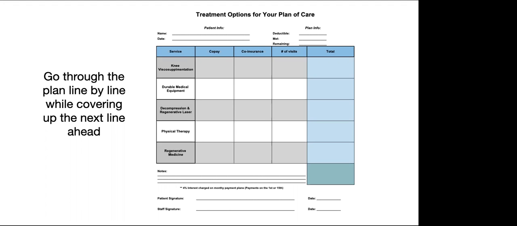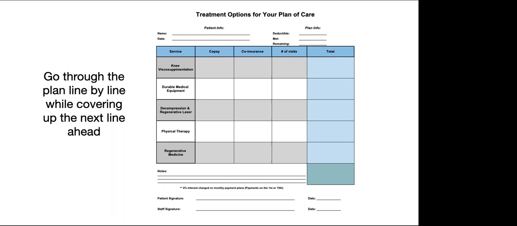So all these questions start popping up in their brain. So what we do, when we're going through these recommendations, is put a sheet of paper over what we're not covering at that time. For example, in this situation, we would put a piece of paper right below where it says knee visco supplementation. So Sam, remember how we talked about those hyaluronic acid injections?